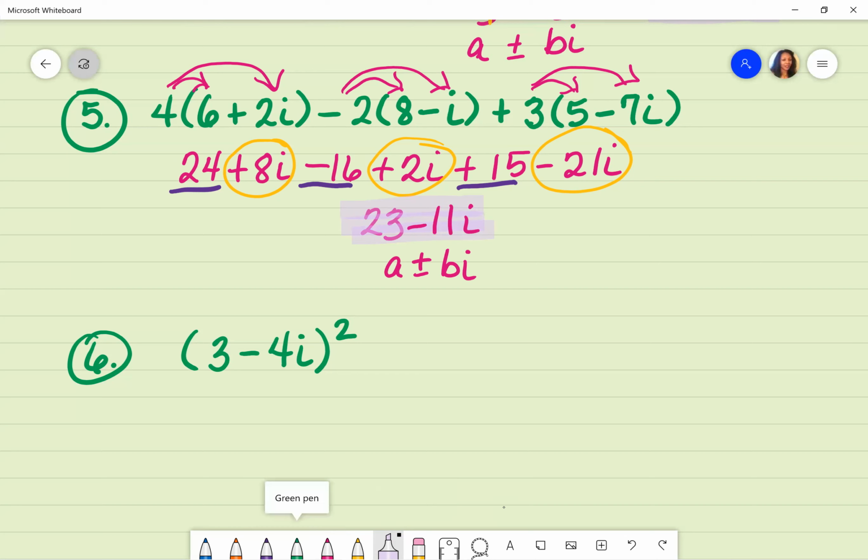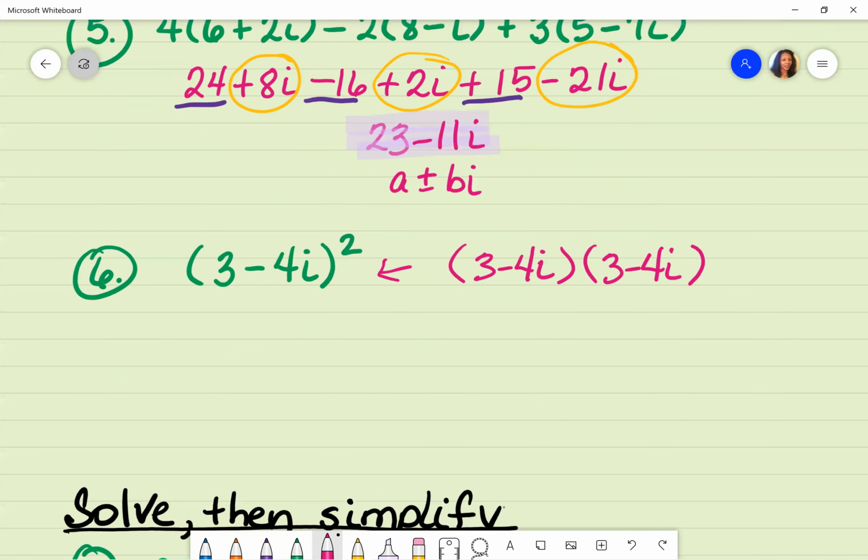Okay, this next one confuses people. This simply means I'm going to take what's in my set of parentheses and multiply it times itself this many times. So 3 minus 4i. I'm going to do the box method again, but just to reiterate what's happening, you're taking this first term, multiplying times everything in the second set of parentheses, taking the second term, including the sign, and doing the same thing.